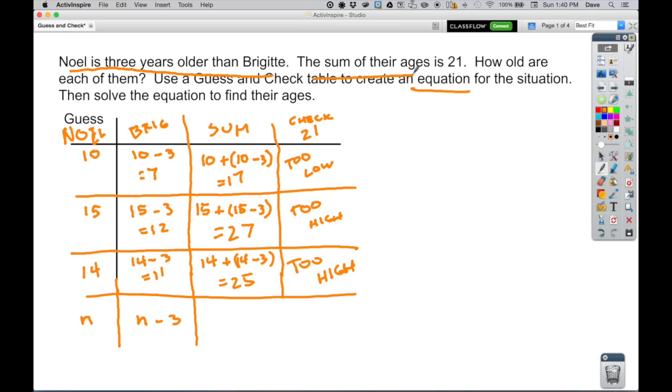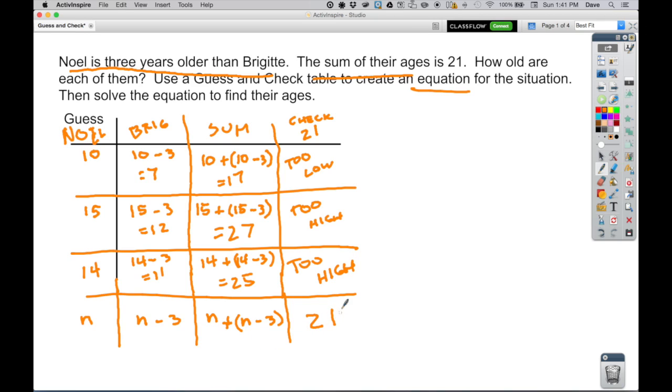Now, the next part, the sum of their ages. What we did each time was this. We took Noel's age, which was n. We took Brigitte's age, which we're representing with n minus 3. This is where I want you to see it's the same as what we established earlier. On the first one, Noel's age was 10, Brigitte's age was 10 minus 3. Then we guessed 15, 15 minus 3. 14, 14 minus 3. So here now we've got n, which represents Noel's age, and n minus 3, which represents Brigitte's age. Now what we wanted this to equal was 21. So I'm going to drop that answer down here.